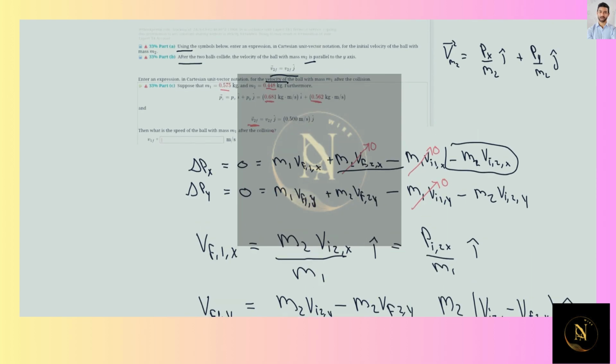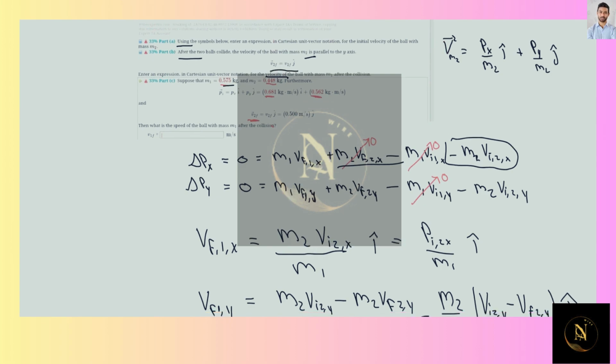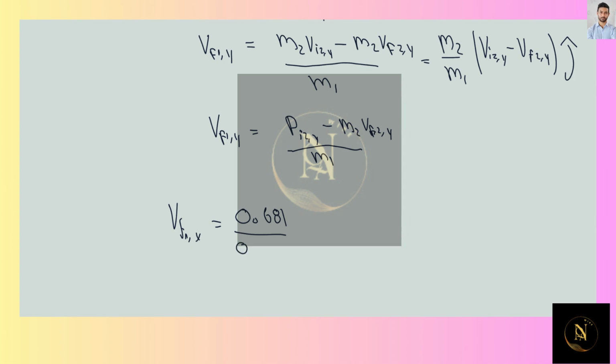So the final velocity for 1 on x would be equal to initial momentum of 2 on x, which is 0.681, divided by the mass 1. Mass 1 is going to be equal to 0.575. Now, do not forget the units. In this case, it's kilograms. So momentum is kilogram meter per second. So on the x-axis, we're going to have 1.18435 meters per second.